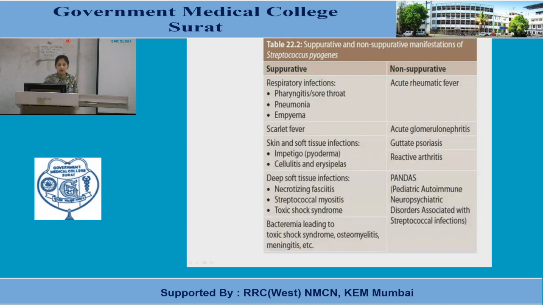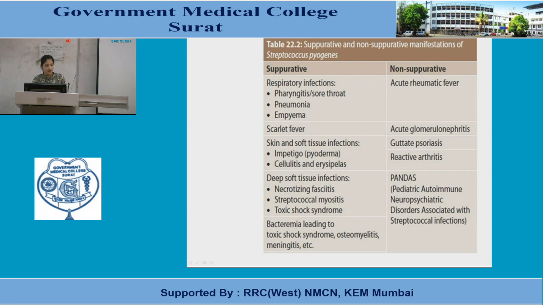These are the suppurative and non-suppurative manifestations of Streptococcus pyogenes. These are basically skin and soft tissue infections, and it also affects the respiratory system, producing pharyngitis, pneumonia, empyema, then scarlet fever, skin and soft tissue infections including impetigo, cellulitis, erysipelas, then deep soft tissue infections including necrotizing fasciitis, streptococcal myositis, toxic shock syndrome, and bacteremia, osteomyelitis, and meningitis. These are all suppurative conditions where there is pus formation.